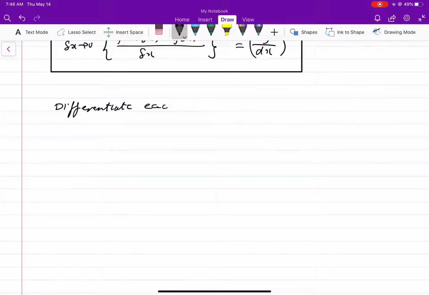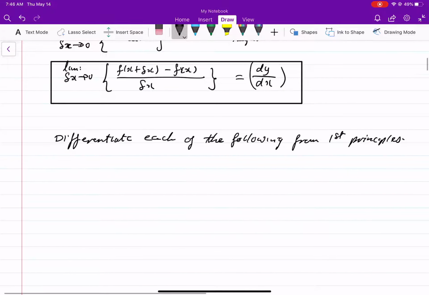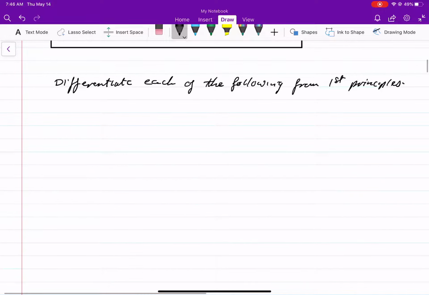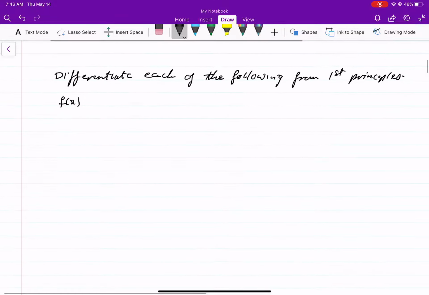Differentiate each of the following from first principles. Okay. And the first one, I like to call the function f of x and not y, because I can use this formula directly with the f of x plus delta x and so on. F of x is equal to x squared plus 1.